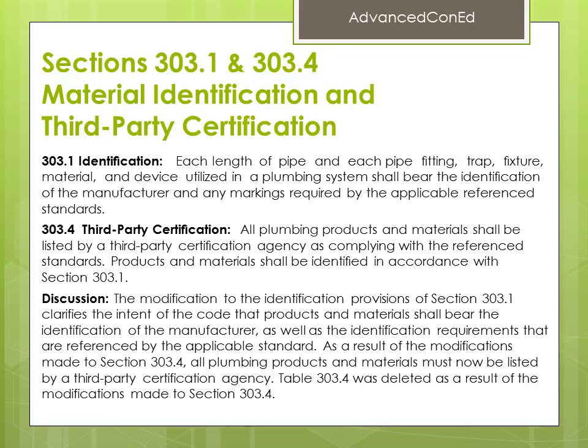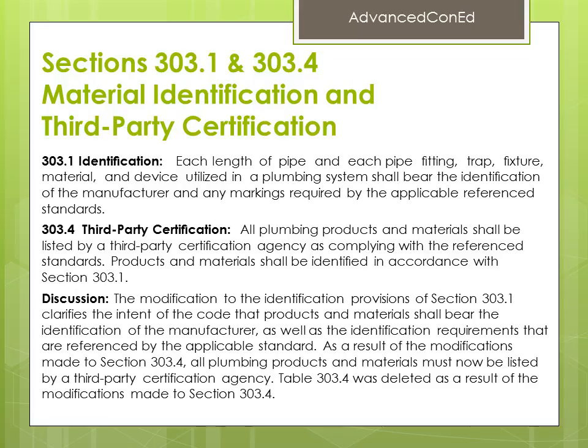Sections 303.1 and 303.4, Material Identification and Third-Party Certification. 303.1, Identification. Each length of pipe and each pipe fitting, trap, fixture, material, and device utilized in a plumbing system shall bear the identification of the manufacturer and any markings required by the applicable referenced standards.